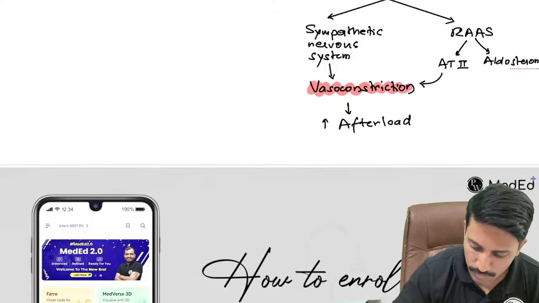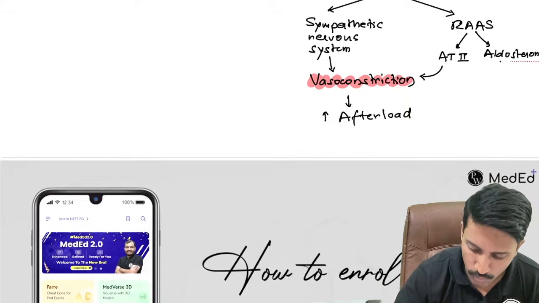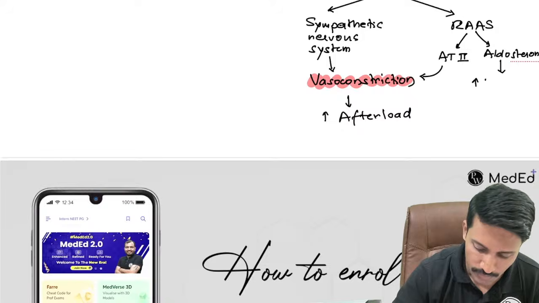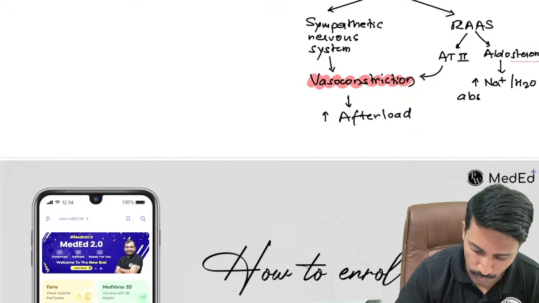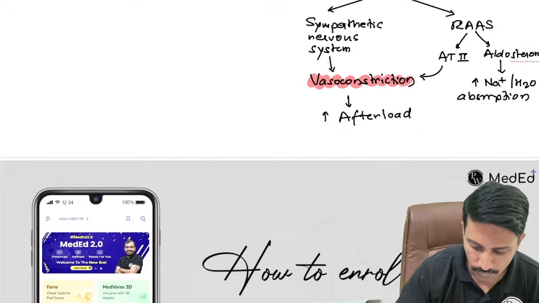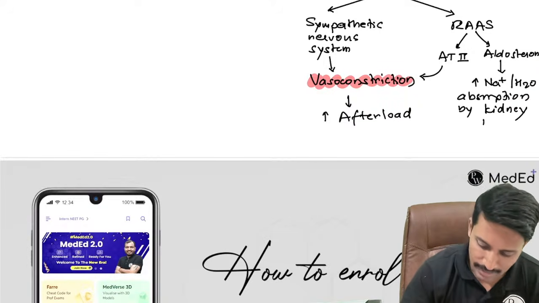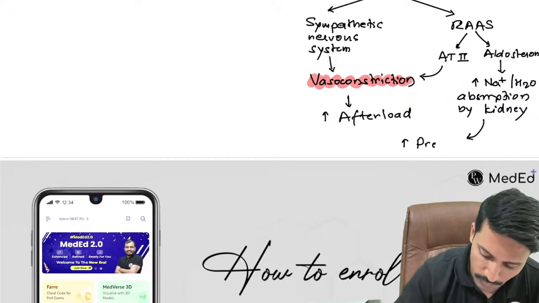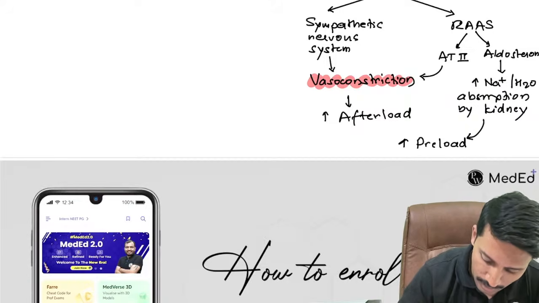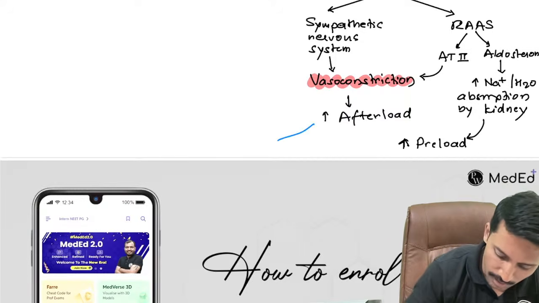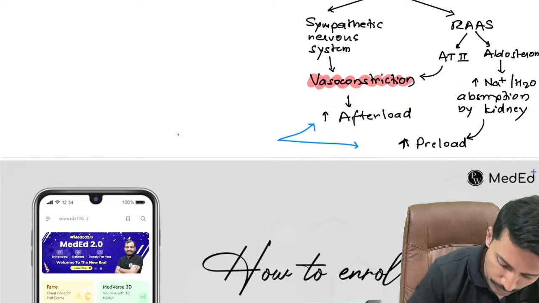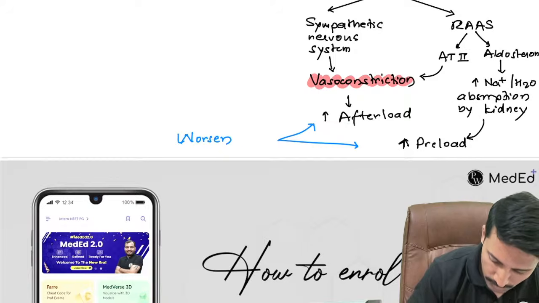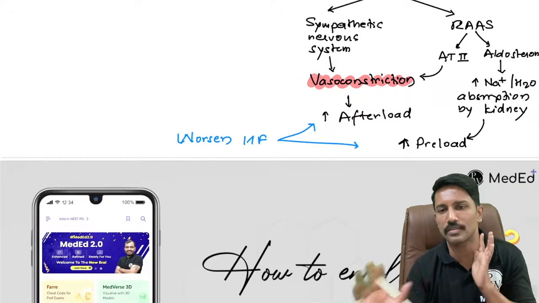Now, can aldosterone do something good for the patient? Unfortunately, no. What will aldosterone do? It will increase sodium and water absorption by the kidneys. So we have more sodium and water, right? That will again increase the circulating blood volume, and this will result in an increase in preload, or more blood in the heart, right? Both of these are harmful. They will worsen heart failure because any load on the heart is dangerous.